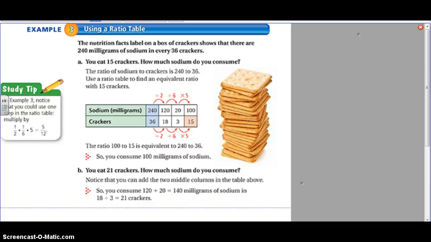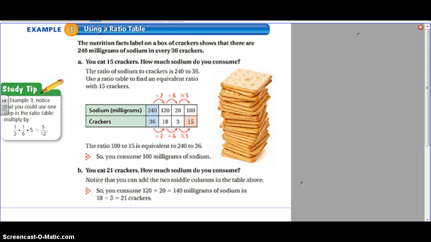Example 3, using a ratio table. I'm on page 200 in your hardcover. The nutrition facts label on the box of crackers shows that there are 240 milligrams of sodium in every 36 crackers. You eat 15 crackers. How much sodium do you consume?